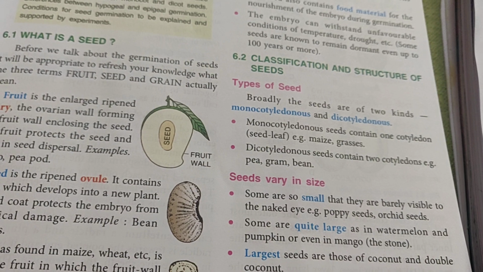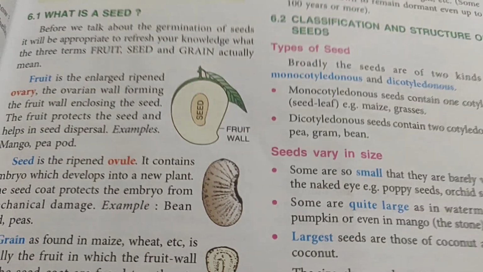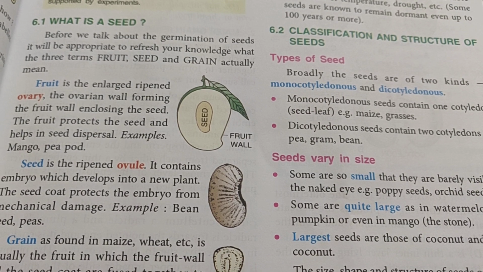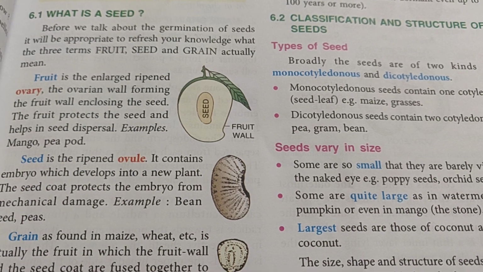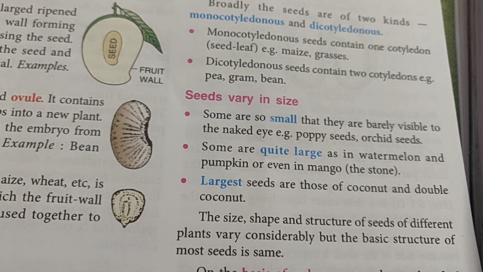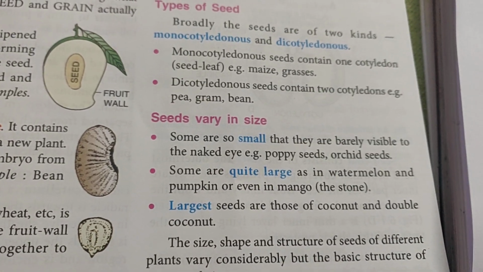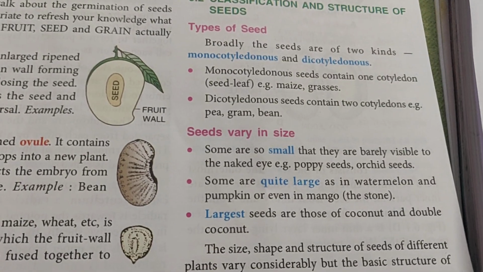Broadly, the seeds are of two types based on how many cotyledons they have. One is monocotyledonous seed, another is dicotyledonous seed. Monocotyledonous seeds are the ones which contain only one cotyledon, like maize, like grasses, like corn, etc. Dicotyledonous seeds are seeds that contain two cotyledons, for example, a gram seed, pea seed, mango, etc.